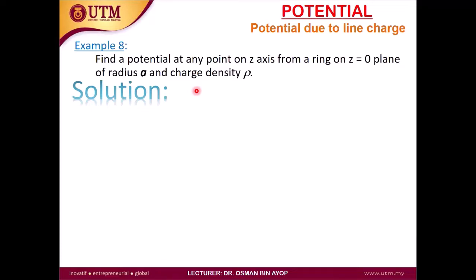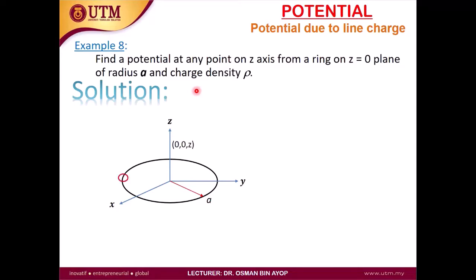So you have to sketch. Okay, this is the x, y, z axis. We have a ring located on z equal to 0, which is on the xy plane. The radius is a, and the charge density is rho. Okay, so rho is basically rho L.